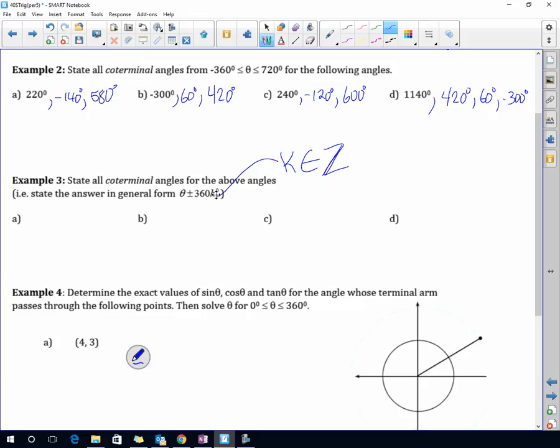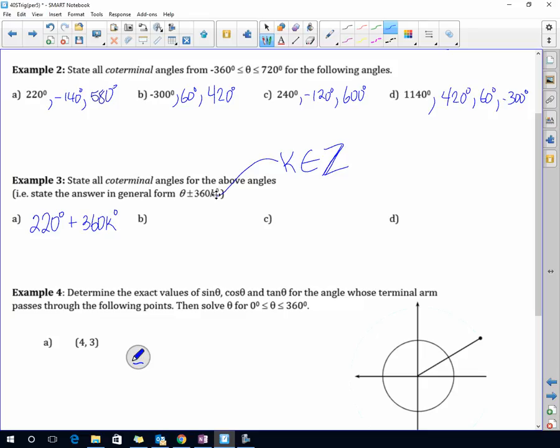So if I want to generate an infinite number of coterminal angles at, let's say, 220 degrees, all I would do is take 220 degrees and add multiples of 360 degrees times k, from the previous example in A. So I could take negative 300. I'm going to take 60, and I'm just going to say 60 degrees plus 360k. That will generate all the answers.